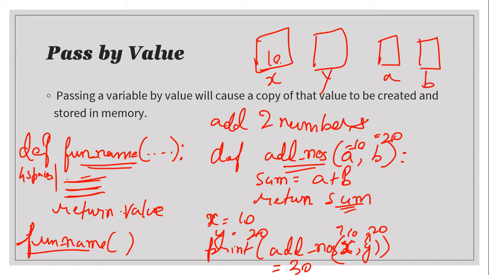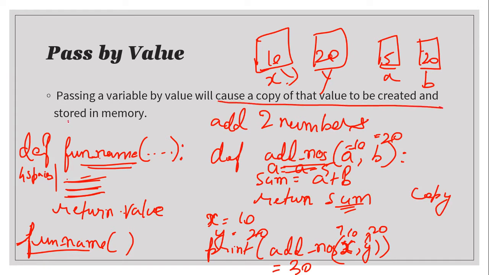So x is 10, y is 20. Even if I put a is equal to a minus 5, it becomes basically 5, and b is 20. But x won't change, because here I'm just making a copy and passing it to the function. So it is passed by value. Passed by value means a copy of that value is created and stored in the memory. Do you get it?